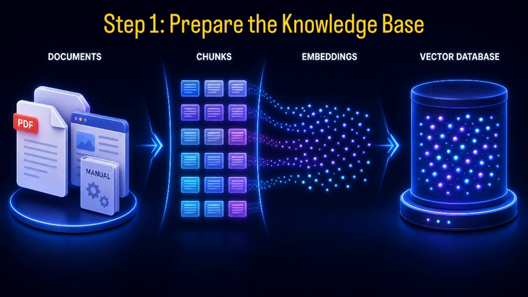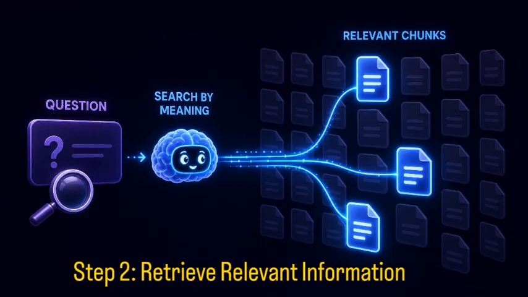Each chunk is then converted into a numerical representation, called an embedding. Embeddings place similar meanings close together in a mathematical search space. The chunks and their embeddings are then stored in a vector database. Now let's move to step 2, which is retrieving the relevant information.